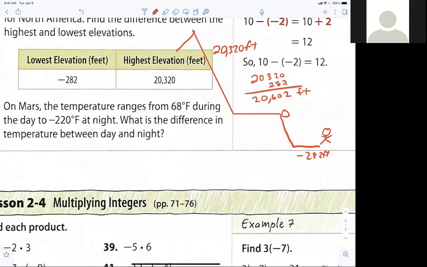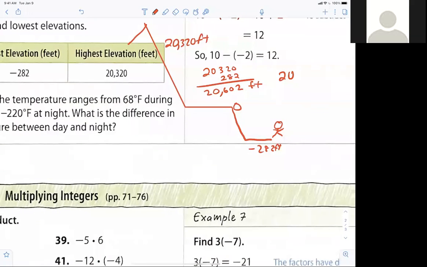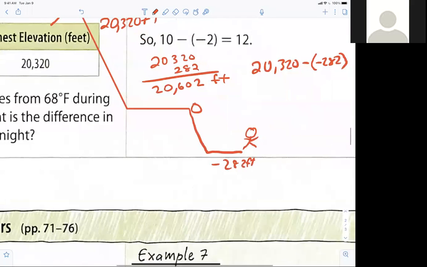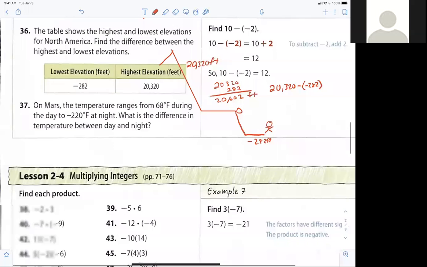Why would you add instead of subtract? Well, because we are technically subtracting, because we did 20,320 minus negative 282. Does that make sense for you? That's kind of what we did. But you understand the difference between the high and the low there. Agreed? All right. Very nice.